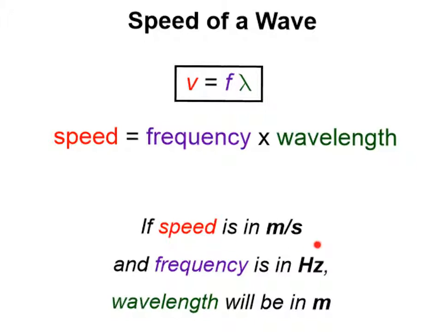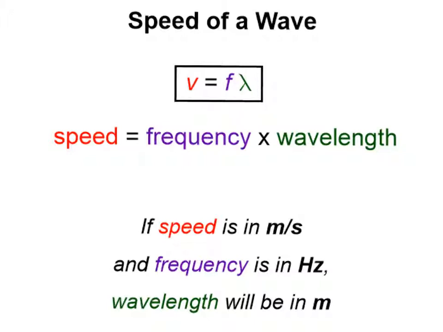Speed is going to be in meters per second. Frequency is always in hertz, inverse seconds. Wavelength will then be in meters. We can have different units for speed and wavelength as long as they correlate. The meters will need to correlate, and the seconds will have to be seconds as long as the frequency is in hertz.